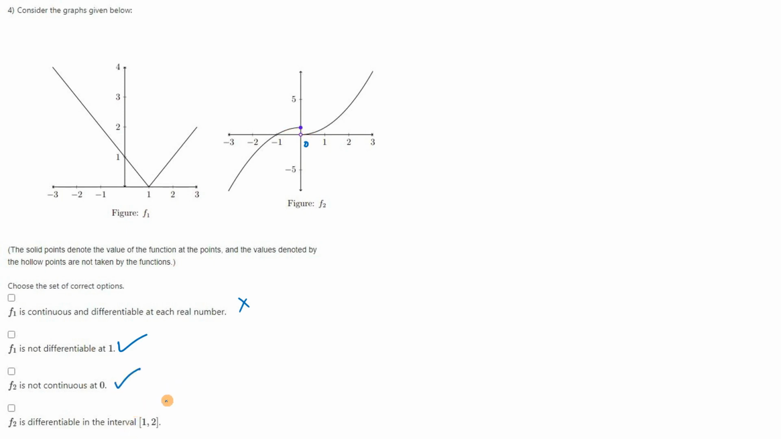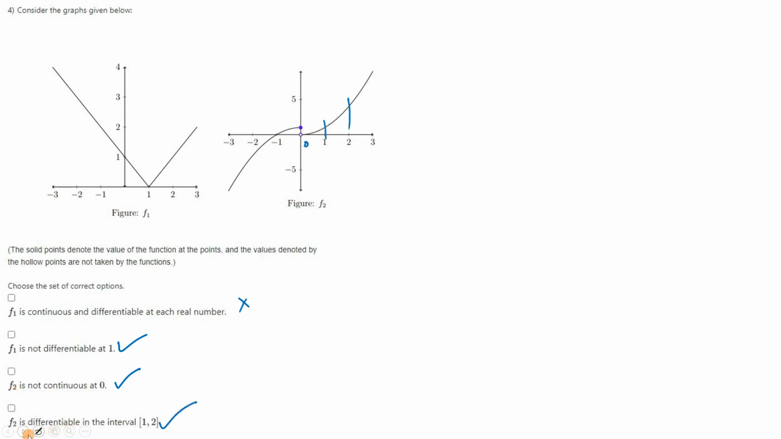Okay, what about the fourth one? f2 is differentiable in the interval (1, 2). In the interval (1, 2), the function value is continuous, right? So the left hand limit and the right hand limit at each point here exist, and also it is differentiable at every point in this interval. So this option is also true.